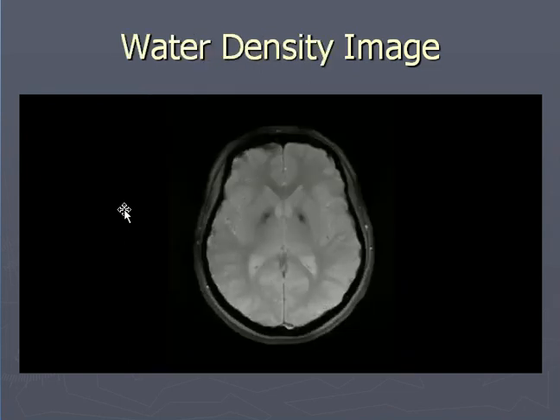This is water density image as we discussed previously. There you can see the CSF iso-intense, and the dark structures are actually the pathological calcification in the brain substance.